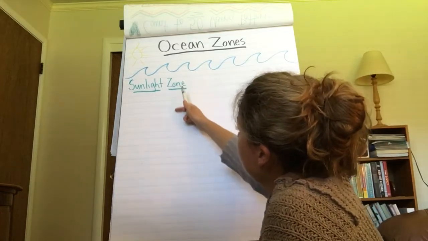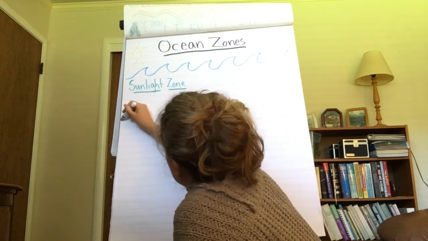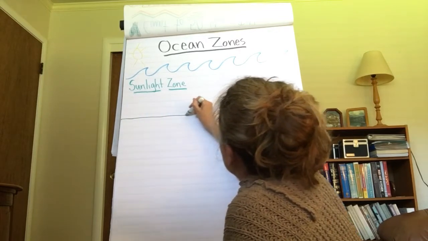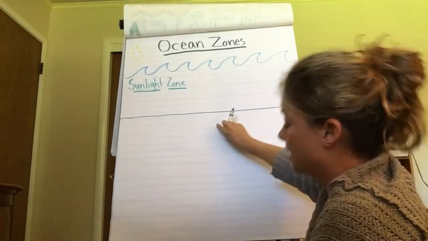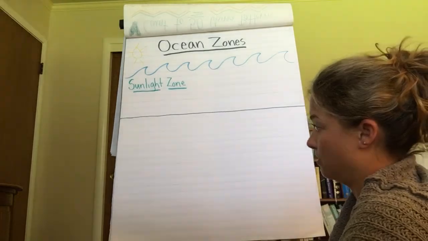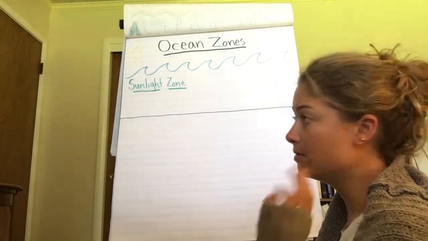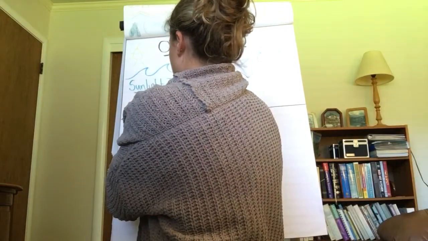So you're going to go beep, beep, beep, beep, a little ways down. You're going to draw a line. There you go. Okay. The second zone, friends, is called the twilight zone. Okay, my turn, your turn. Twilight zone. Okay, good job. Twilight zone.